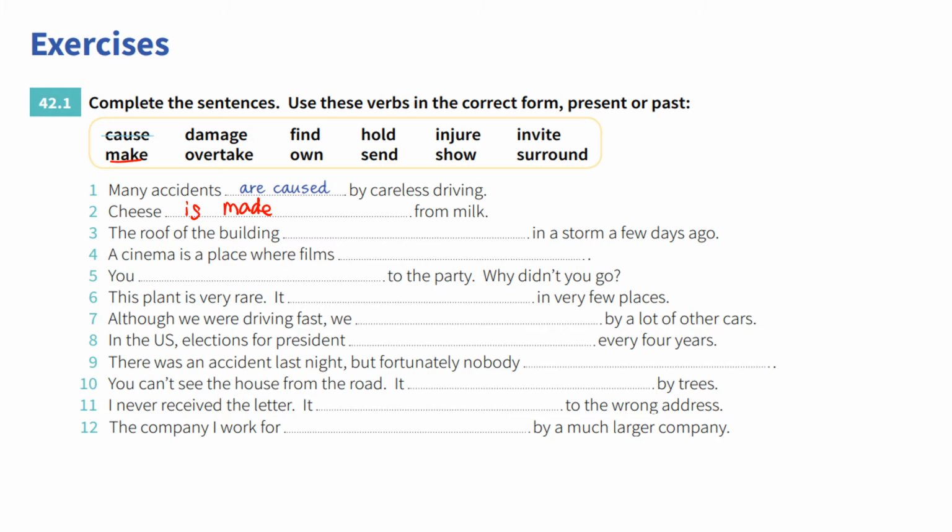The roof of the building blank in a storm a few days ago. So the roof was damaged. The roof was damaged, and then a few days ago is past, and roof is singular. The roof was damaged in a storm a few days ago. A cinema is a place where films blank. Could be show, and then this is plural. It looks like singular, so we use are shown. You blank to the party. Why didn't you go? You blank.